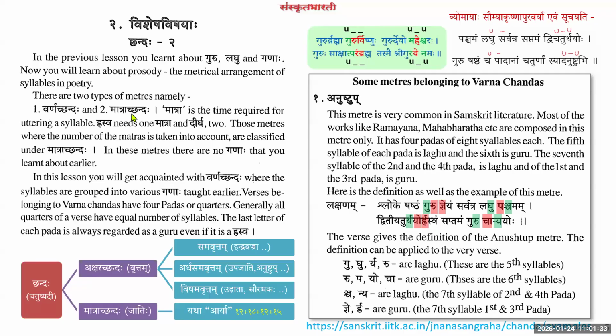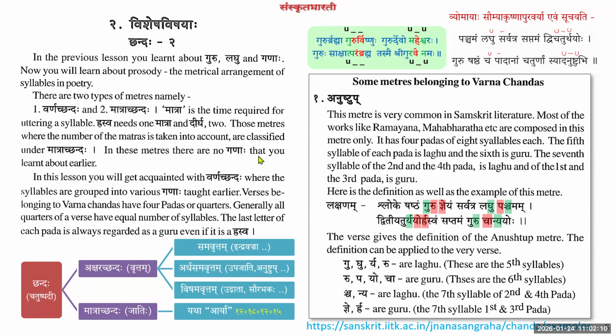Varnachandaha, Matrachandaha. Matra is the time required for uttering a syllable. Hrasva needs one matra and Dirgha two. This is a little undercooked definition because all the compounding, etc., also play a role. They have not gone into that. We have seen the various rules, 4-5 rules. So we have to determine that matra using all those rules. Anyway, those meters where the number of matras is taken into account are classified under Matrachandaha.